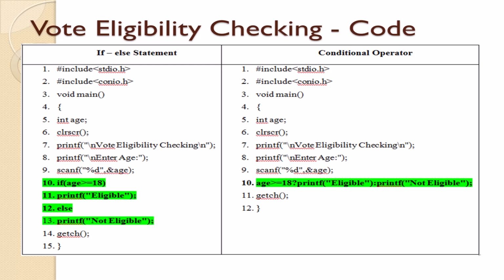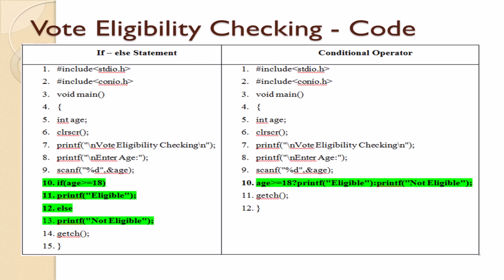So in line number 10, you can see that first we check the condition. If age is greater than or equal to 18, then he is eligible for voting. So printf eligible. Next, if the condition is false, then he is not eligible for voting. That's why we put printf not eligible under the else case. So this is the core logic. The core logic has 4 lines.